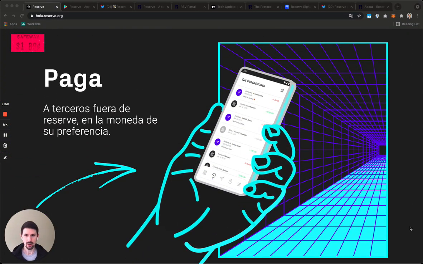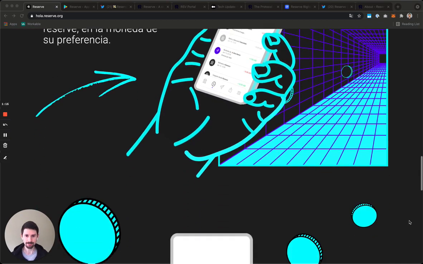We allow with the app people to make payments with those other currencies. So you can have a Reserve dollar balance, like a US dollar balance in the app, and then you can make payments to a third party that isn't even a Reserve user, and they'll receive one of those other currencies. So you can make a Venezuelan bolivar payment even if you're someone who doesn't have a Venezuelan bolivar bank account. And this is pretty handy. A bunch of our users use this for different things.